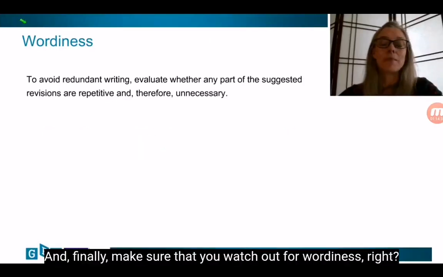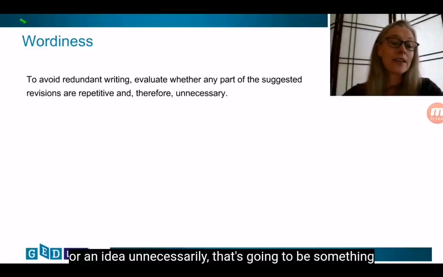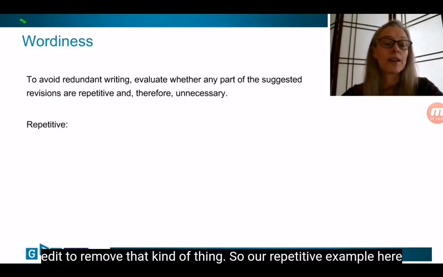And finally, make sure that you watch out for wordiness, right? If something is repetitive, if it repeats a word or a phrase or an idea unnecessarily, that's going to be something to watch out for and something to get rid of. You're going to edit to remove that kind of thing.